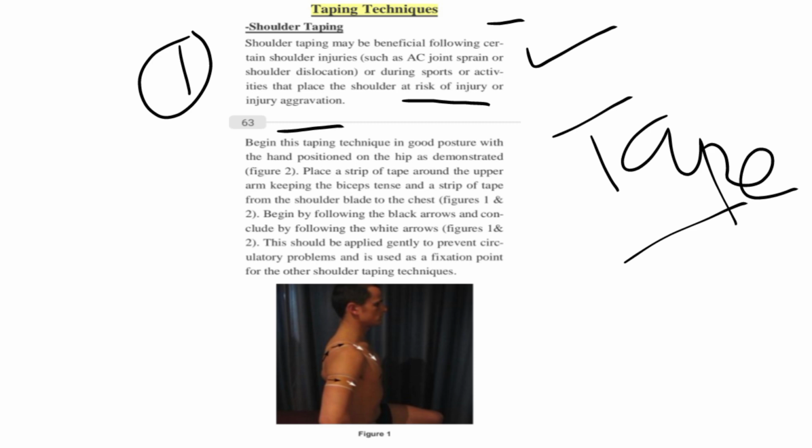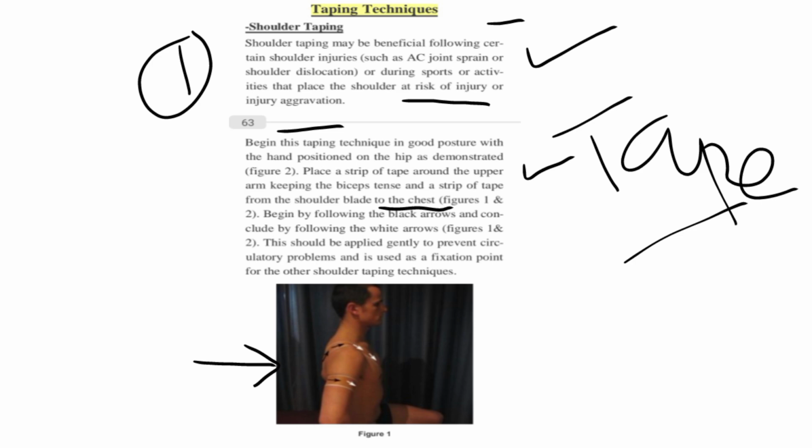To begin this taping technique, the patient or athlete should be in a good posture with the hand placed on the hip. Place a strip of tape around the upper arm, keeping the biceps tense, and a strip of tape from the shoulder blade to the chest. The directions are shown here, you can see the black arrows. Here is the direction of using the tape.